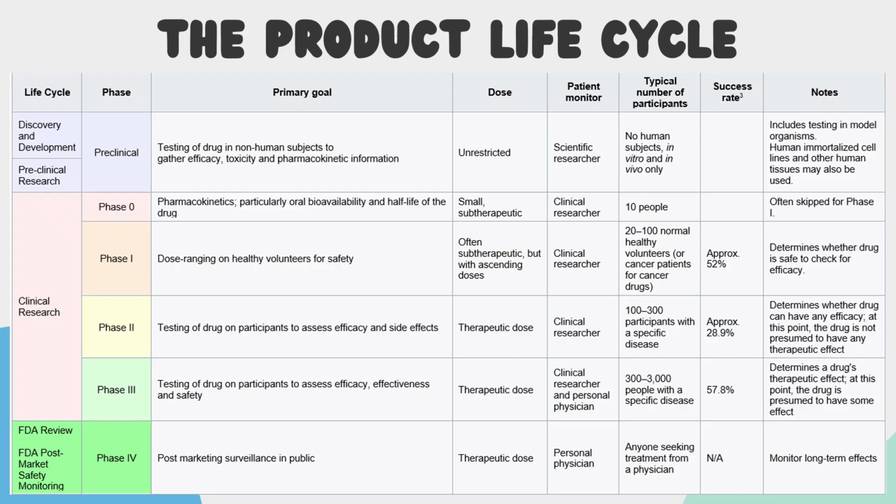It's the final test before FDA submission. We evaluate overall effectiveness, safety, and consistency. If the drug performs well, we can finally say, yes, this drug works. Success rate around 57.8%. Then comes FDA review. This is the stage where all data is submitted, reviewed, and analyzed. Regulators decide if the product meets the standards for approval.